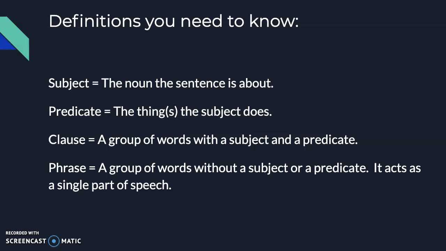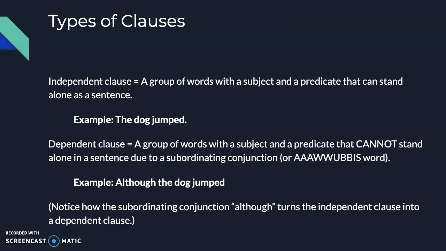You'll also hear me talking today about clauses. A clause is a group of words that has both a subject and a predicate. And you'll also hear me talking about phrases. A phrase is a group of words without a subject or a predicate. It acts as a single part of speech. So a phrase is like a really small unit of information in grammar. A clause is a little more complicated.